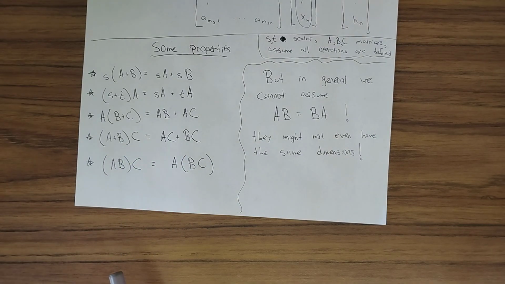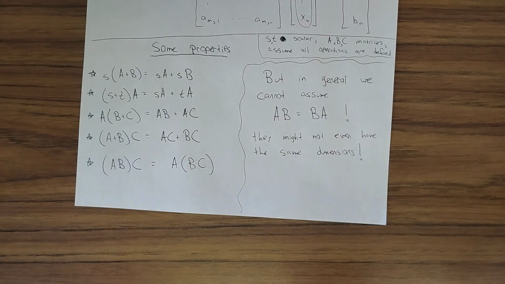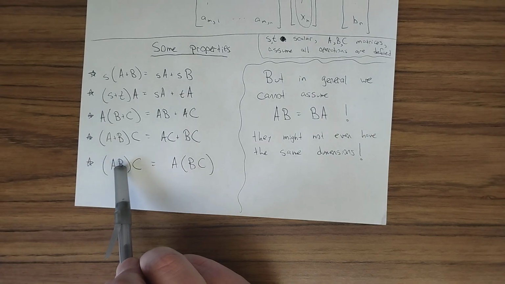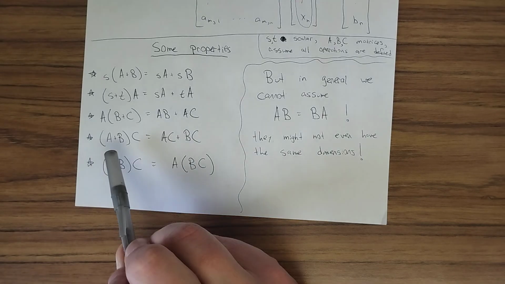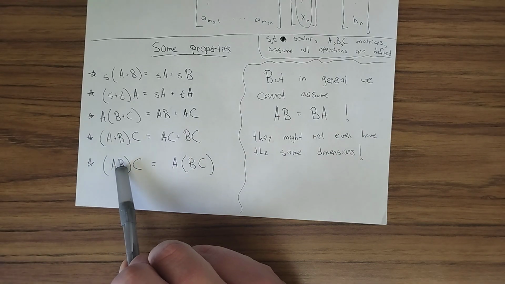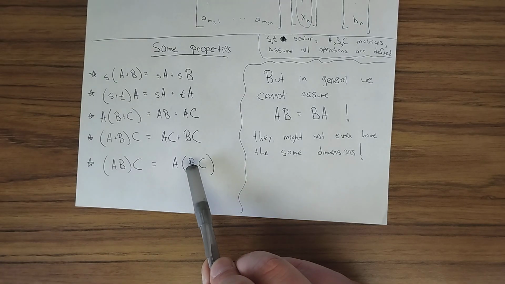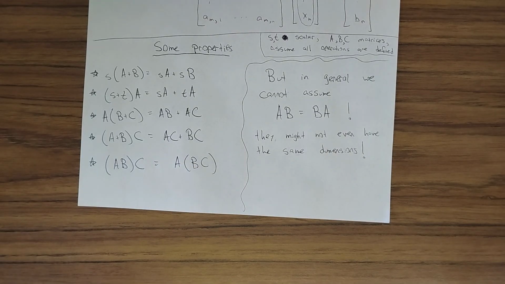This is the associative property. This says that if I want to multiply A and B and C in that order, like A's all the way on the left, B's in the middle, and then C's all the way on the right, it doesn't matter if I multiply A by B first and then multiply the result by C, or if I multiply B times C first and then multiply that on the left by A.